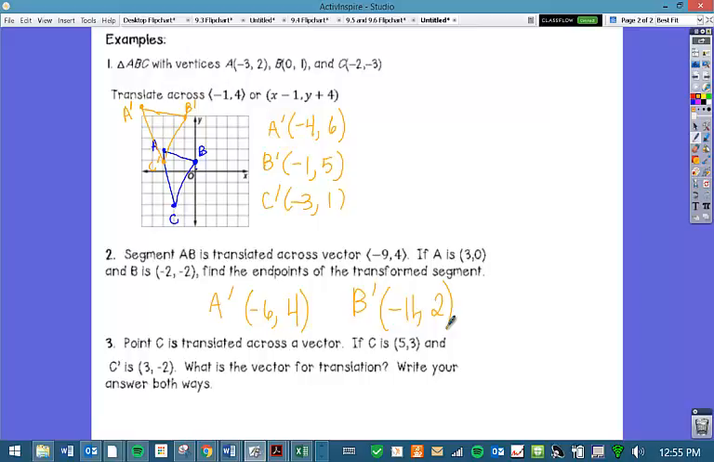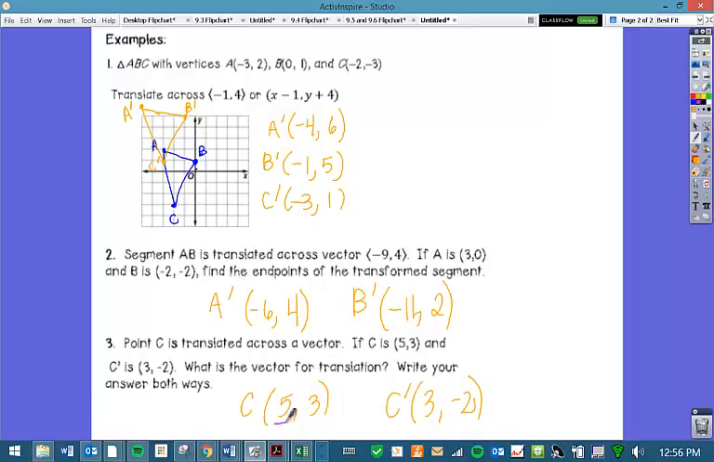Number 3 is really interesting. We're going to take point C, translate it across the vector. But I'm not telling you what the vector is. It says, what is the vector for a translation? So what we have to do is think, okay, I'm starting at C, which is (5, 3). And I'm ending up at C prime, which is (3, -2). So I have to think about how I am getting from C to C prime.